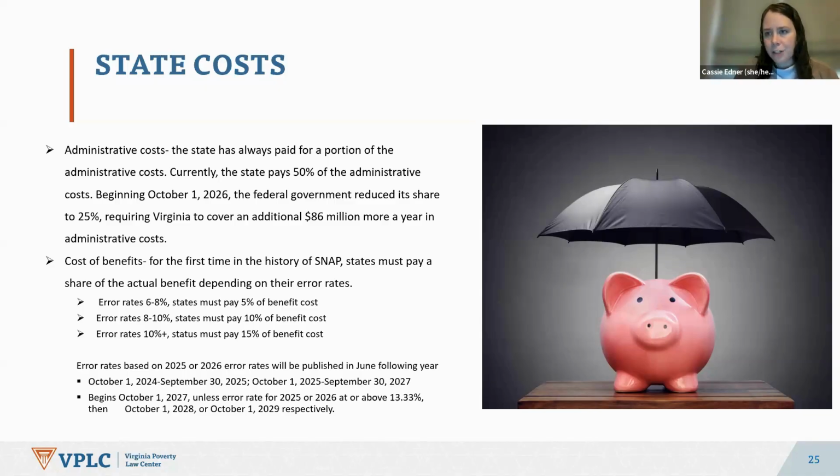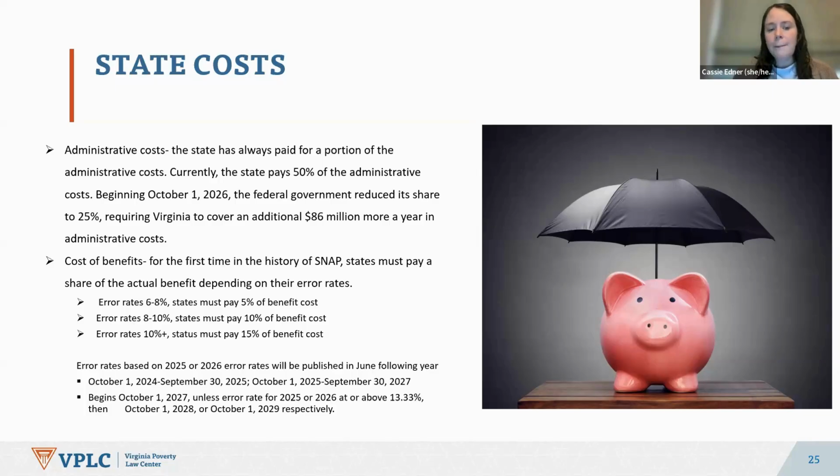The error rate is based off of the 2025 or 2026 error rates, and error rates are published the year after, in June, after the fiscal year. So the first one that we could be looking at is from October 1st, 2024 to September 30th, 2025. Or they have the option of looking at October 1st, 2025. I have a typo in there. It's supposed to be September 30th, 2026. I will fix that typo.